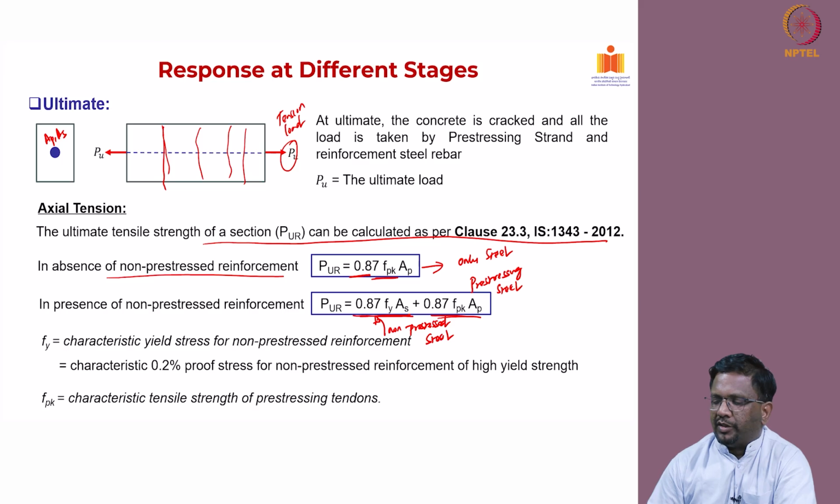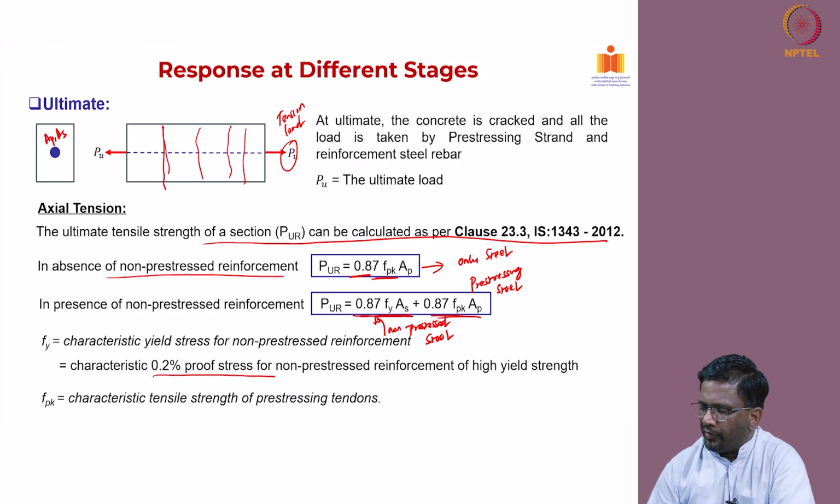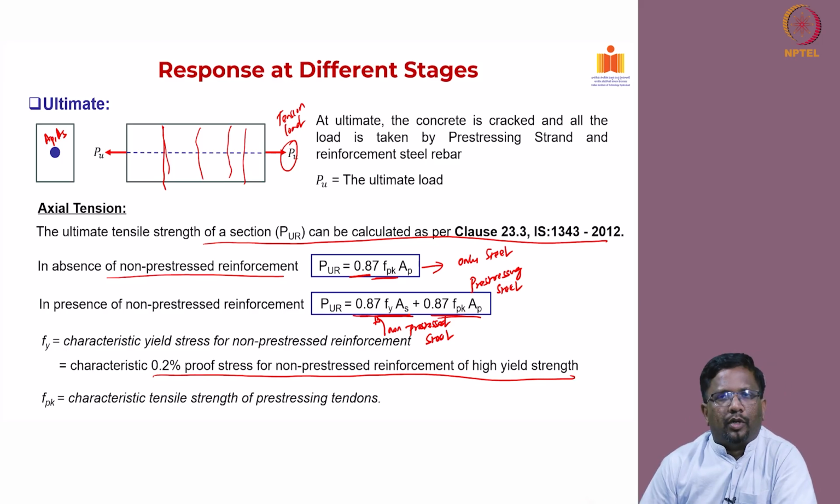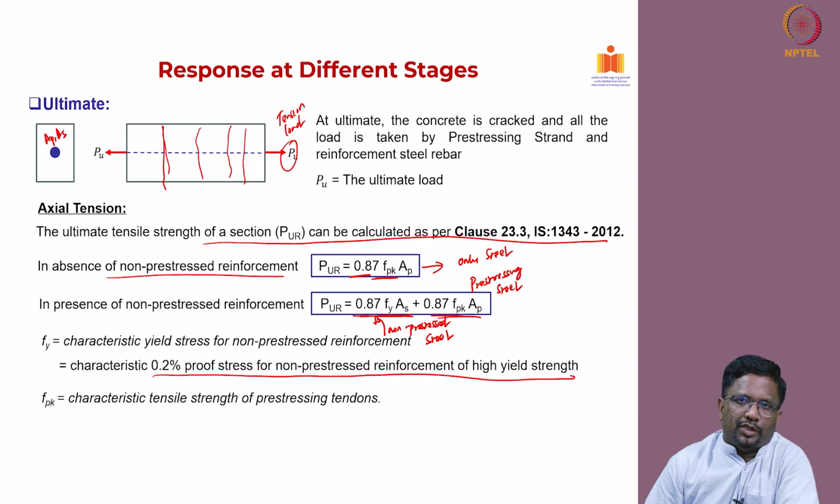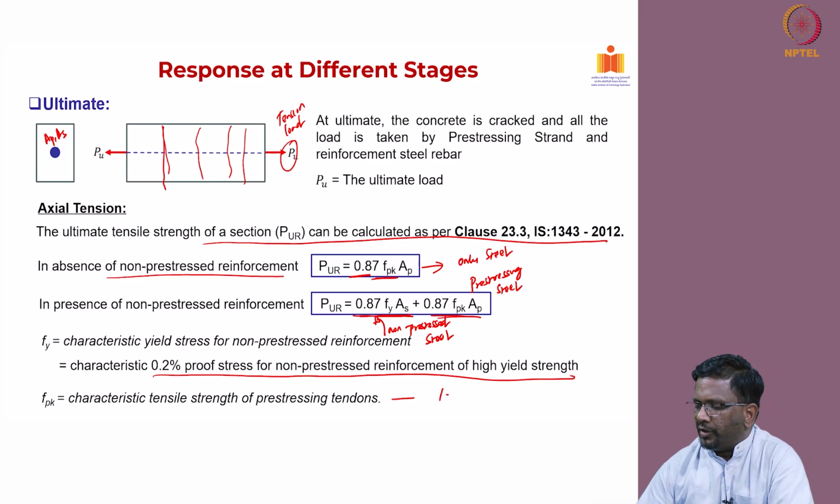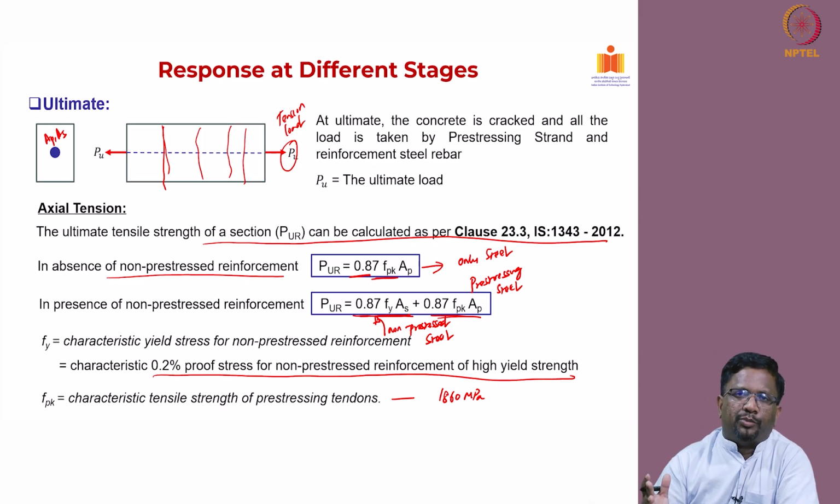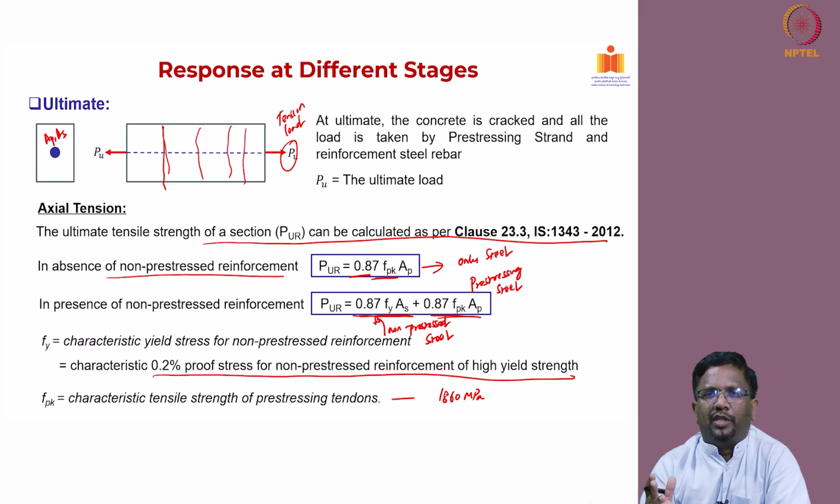Now, what is the yield stress? We all know that yield stress corresponds to 0.2% proof stress for non-pre-stressed reinforcement, and for pre-stressing steel also it is equivalent to 0.87 FPK. So, that is your yield strength. Okay. So, FPK is your characteristic strength, and we know that it is equal to 1860 megapascal typically for a pre-stressing strand, right. So, in this way we can calculate the ultimate capacity under axial tension. Again, in axial tension you assume the concrete to be cracked, and it is only the steel that is taking all the load.